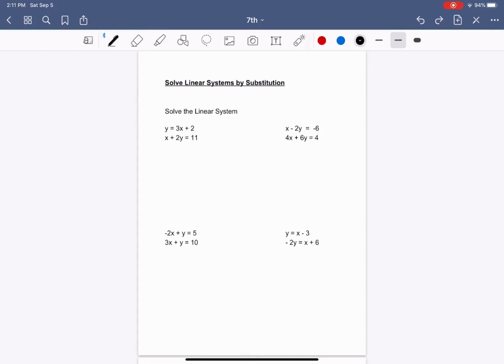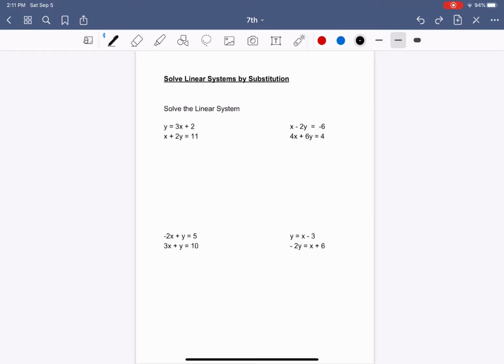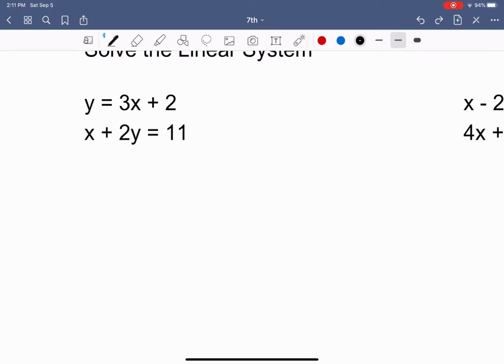For this lesson, I'll teach you how to solve linear systems by substitution. For the first problem we have here, it tells us y will equal this expression, 3x plus 2. So what you want to do is just plug that expression into this y in the second equation.